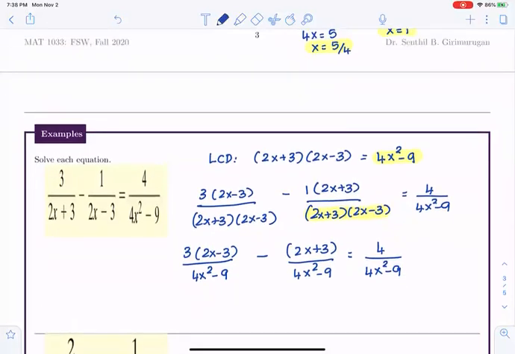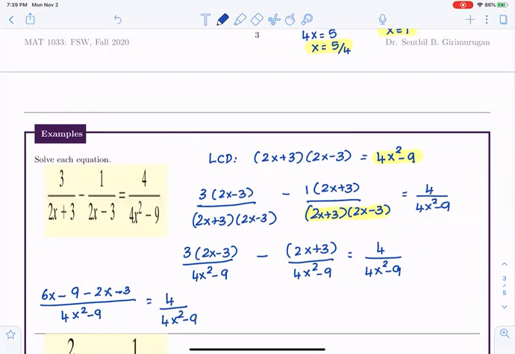Since we have a common denominator, we can combine the numerators. So 4x squared minus 9 would be in the denominator. Distribute the 3. 3 times 2x is 6x. 3 times minus 3 is minus 9. Negative times 2x, negative 2x. Negative 1 times 3, negative 3, would equal to 4 over 4x squared minus 9.